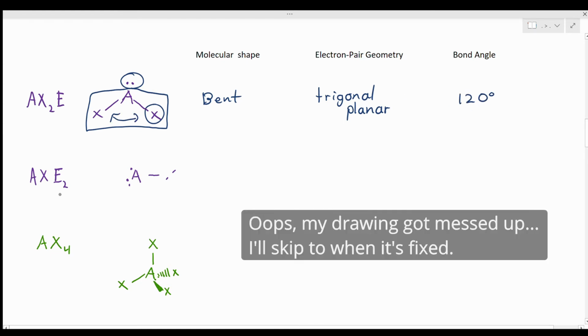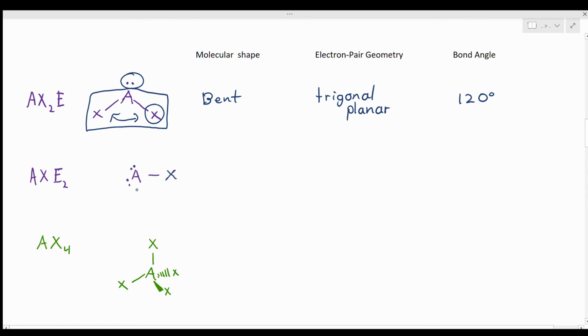Now for AXE2, which is one central atom bonded to one outer atom, and we have two lone pairs of electrons around the central atom. And so the molecular shape, knowing that we just count the atoms, is going to be linear, and the electron pair geometry is still going to be trigonal planar. Because remember, we are also counting the lone pairs of electrons, as well as the outer atom. And the bond angle for this is going to be 120 degrees.